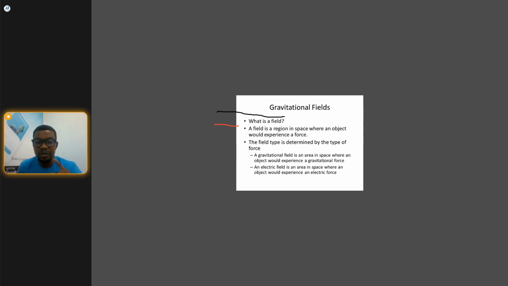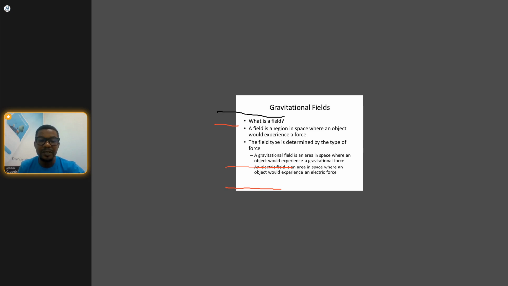In the picture we used in the introductory part, you could see that the man falling and the apple falling are in the space, but they are experiencing a force that is pulling them downwards to the surface of the earth. So that region where they experience a force, which was a gravitational force, is said to be a what? A field. And we have two types of field, but for today, we want to consider the one we call gravitational field. Another type of field is electric field, but that is not for today.